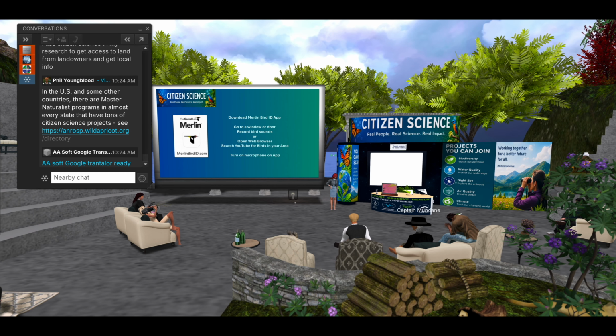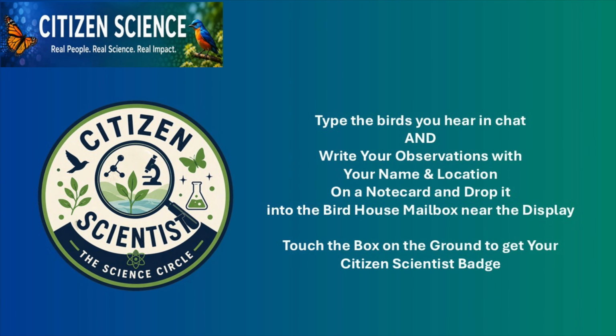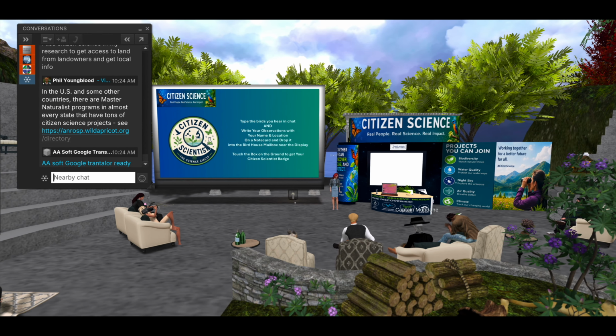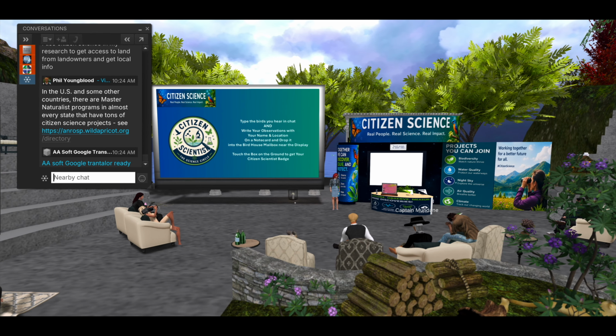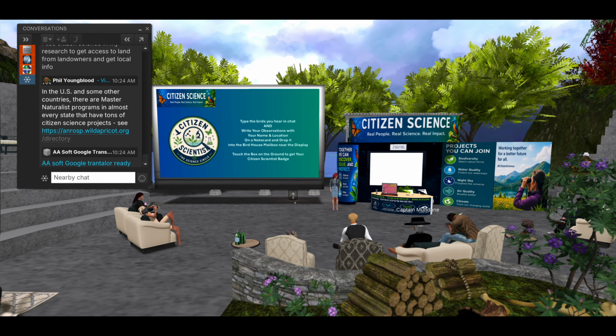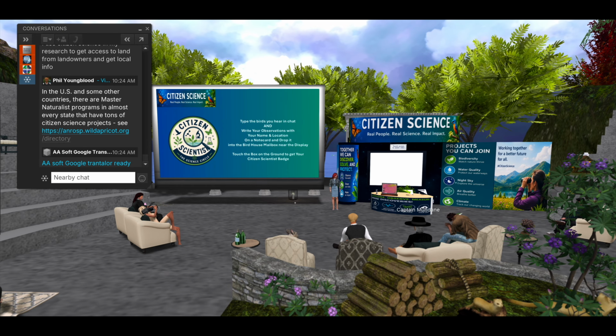And then, excuse me, come back and type in chat what you've observed and what you think of the app, your name and location, and drop it on a note card too. You can do that and drop it in the bird box. And then I have a little gift for you when you're finished with that.